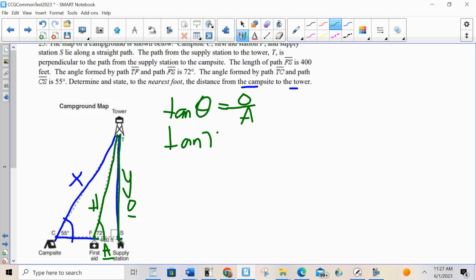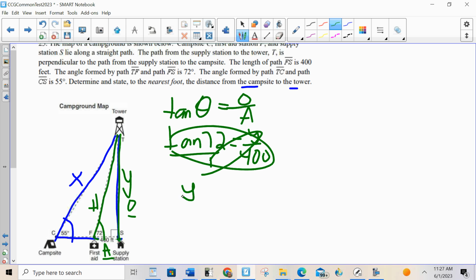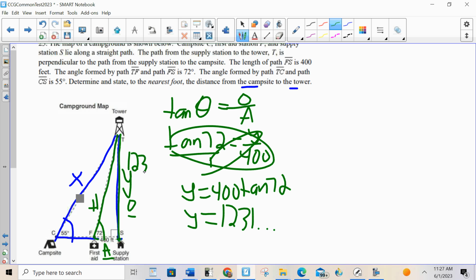Tangent of 72 equals Y over 400. It's a side, Y is in a fraction, so I cross multiply. Y equals 400 tan 72. You've seen how to type this into the calculator enough, so I'm not going to keep on going to the calculator. Save a little bit of time here. I got 1231 dot dot dot. So I'm going to put that into the picture.